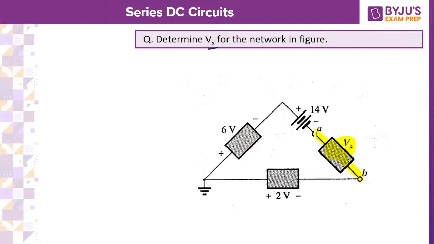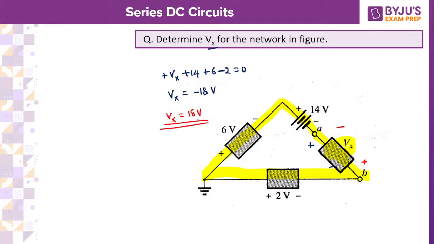So plus Vx plus 14 plus 6 minus 2 is equal to 0. Let us assume plus, minus. So Vx is equal to 20 minus 2, which is 18. So it is minus 18. If you take B as positive and A as negative, then you will get Vx as 18 volts.